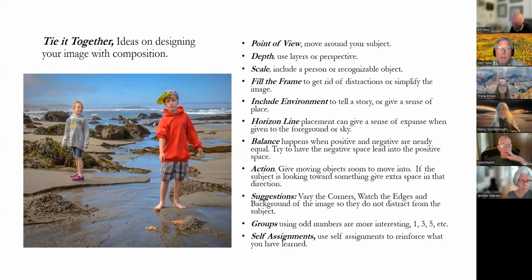Okay, and include environment to tell a story or give a sense of place. Okay, we've got a nice sense of place. We've got the horizon higher up, so this story is all about the foreground, not the sky. Balance: we've got a nice balance, I believe, in the image. Action: we've got implied action with Ace pointing. Suggestions: we varied the corners. Each corner is a little different.